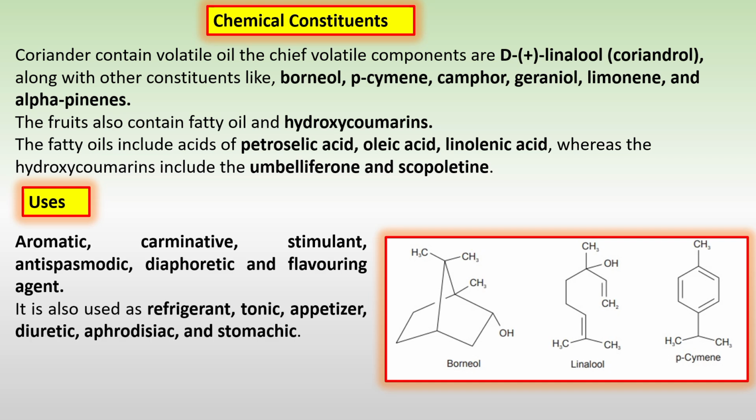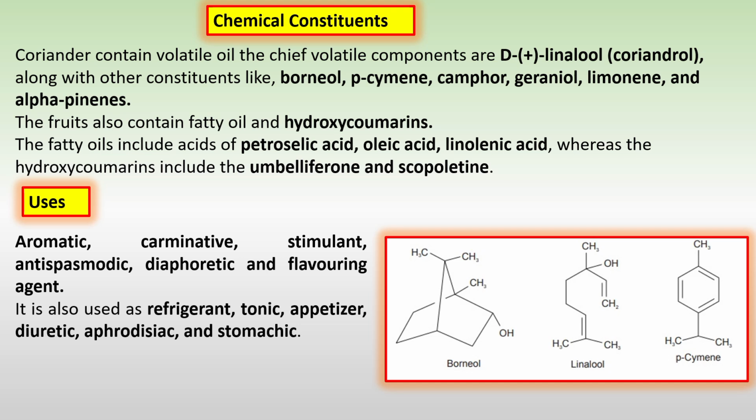Uses: aromatic, carminative. Aromatic means aroma. Carminative expels the unwanted gas which is formed in our GI tract. Stimulant. Antispasmodic: it relieves abdominal pain, the lower abdominal pain. Diaphoretic: increases excretion by sweating. And flavoring agent. It is also used as a refrigerant. It gives a refrigerant effect.